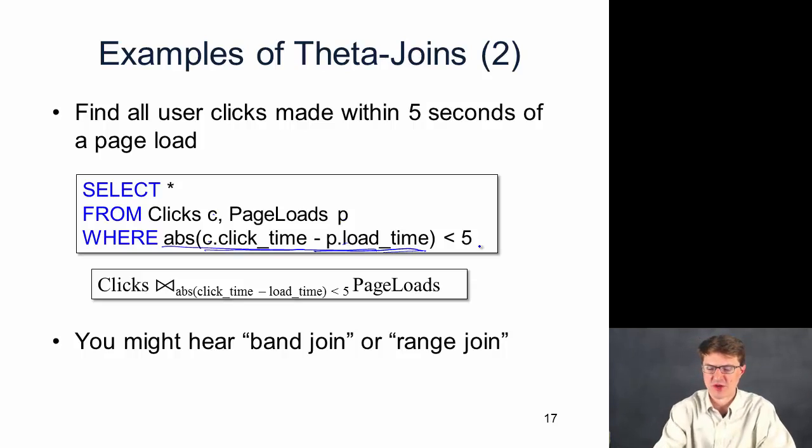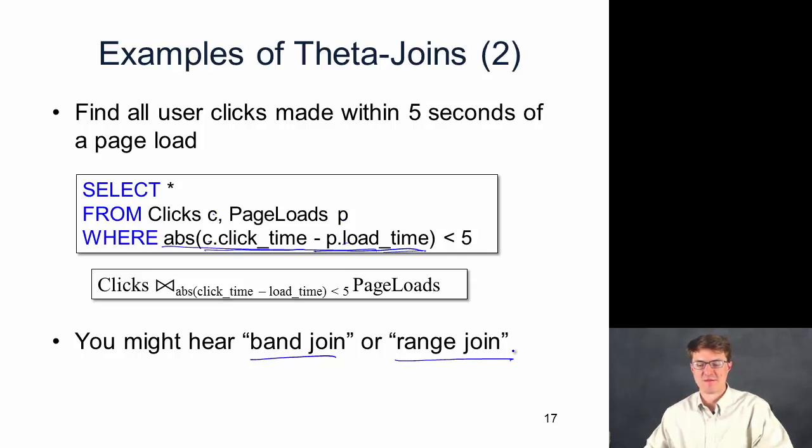You might also hear about band joins or range joins, and this is things like, there might be an interval of time, start time and end time in one table, and you're trying to find tuples from another table that fall within that interval. And we'll actually see an example of that.